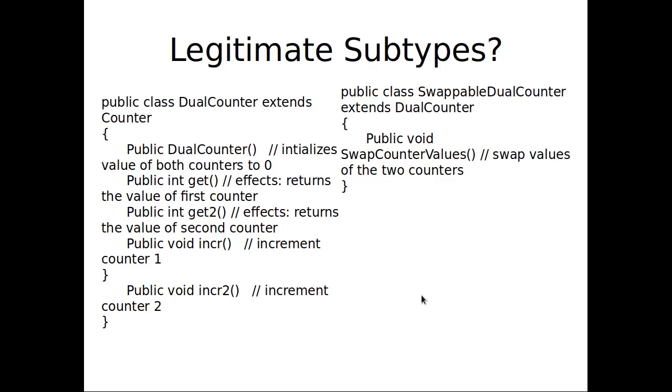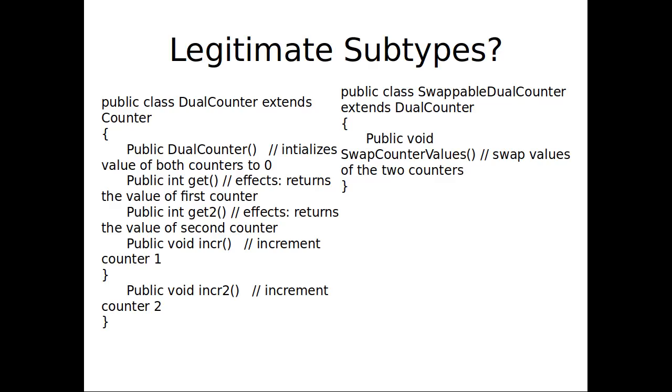Okay, how about this one? Dual counter. Here I have 2 counters, counter 1 and counter 2. It extends counter, so it's a subclass, and by implication a subtype. It can be passed around like a counter. And I can call get, which returns the value of the first counter, get 2, the value of the second counter, increment, which increments counter 1, and increment 2, which increments counter 2.